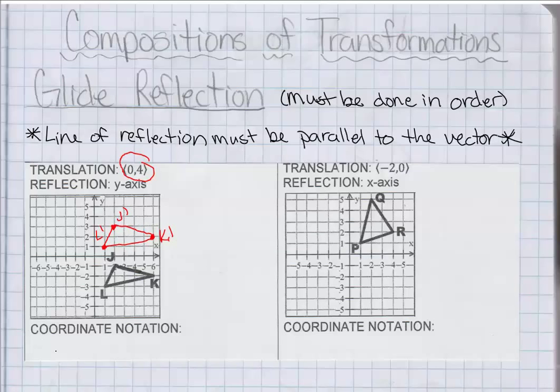So my original, as far as coordinate notation is concerned, is x, y. And then whenever we moved it, our x's didn't change at all, but our y's went, we added 4 to all of the y's.